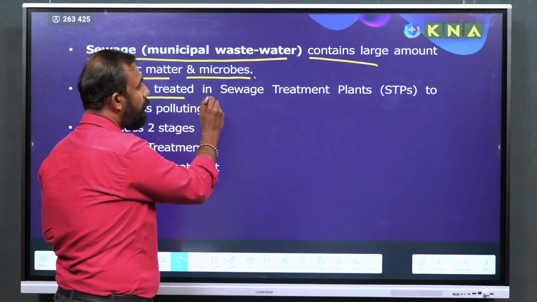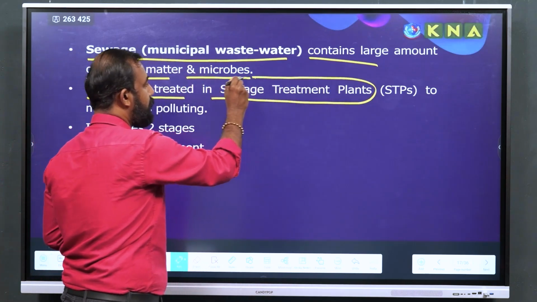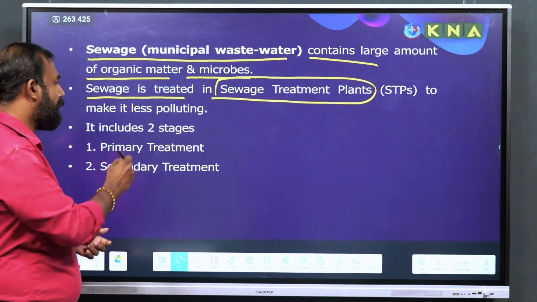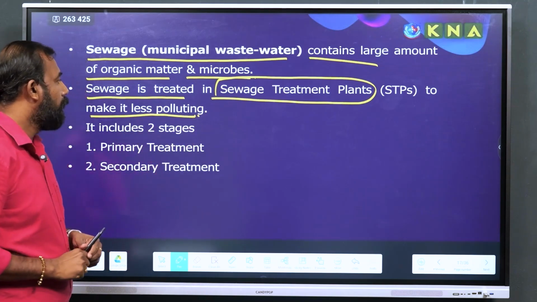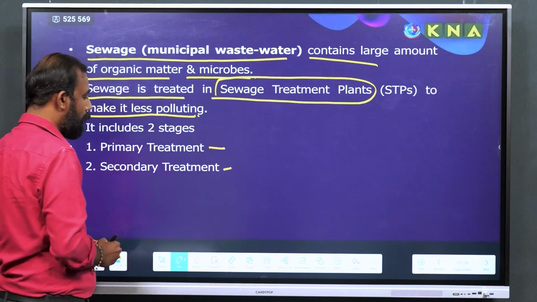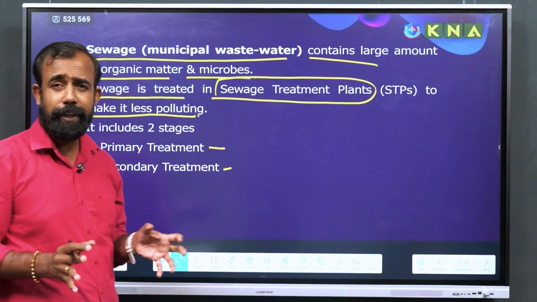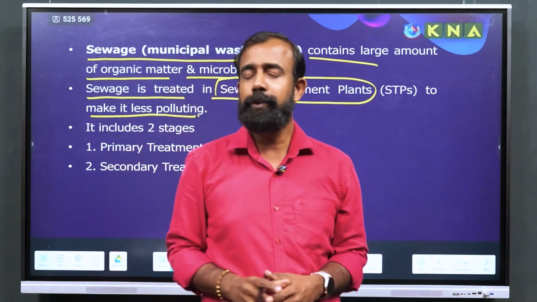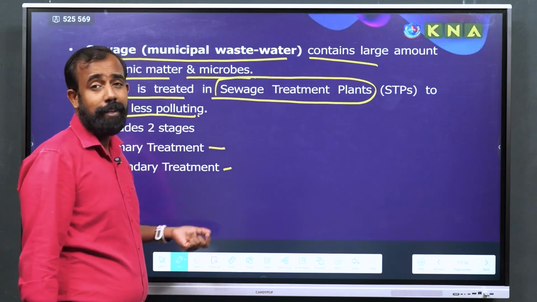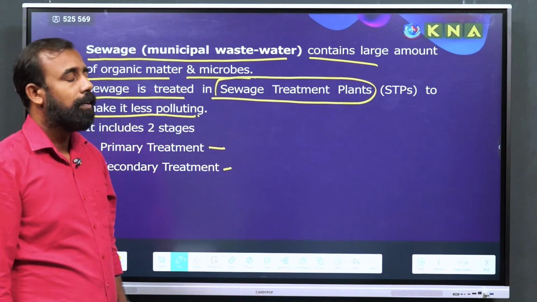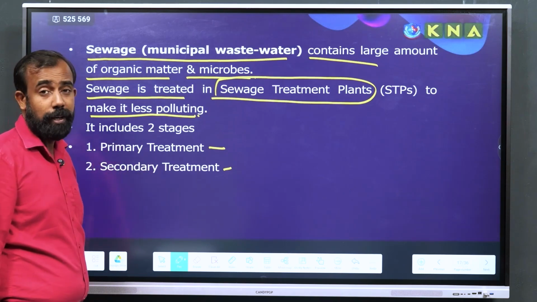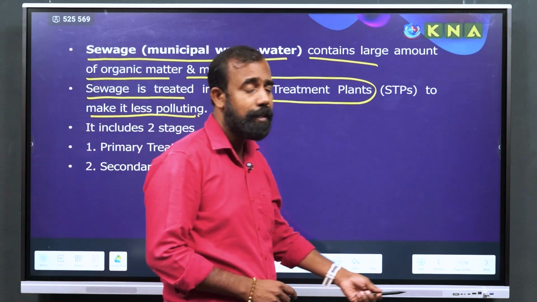Sewage is treated in sewage treatment plants, or STPs. This sewage is treated in sewage treatment plants to make it less polluting. It includes two stages. First one is called primary treatment and second one is called secondary treatment. So what is sewage? Municipal wastewater is called sewage, which contains organic matter and microbes. Two important stages: primary treatment and secondary treatment.